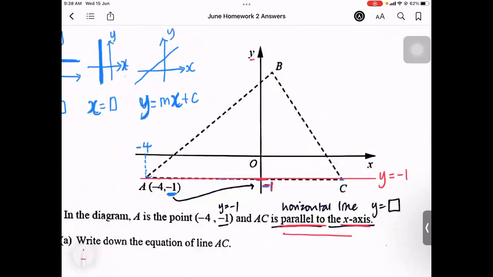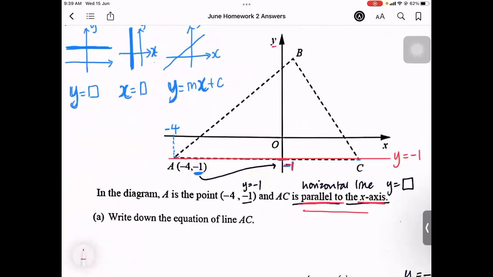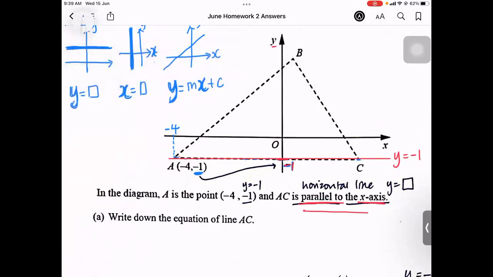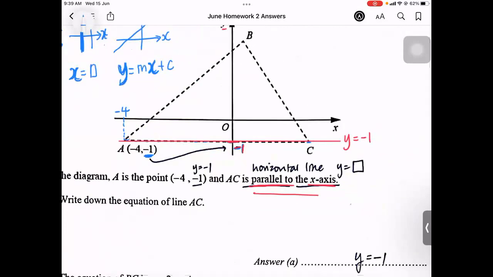Okay, so for the first question, write down the equation of line AC. You can try to do your y equals to mx plus c. You will get the gradient as 0 or something like that. Not necessary. Straight away, you should recognize a horizontal straight line cuts the y-axis at a number. So y equals to -1.